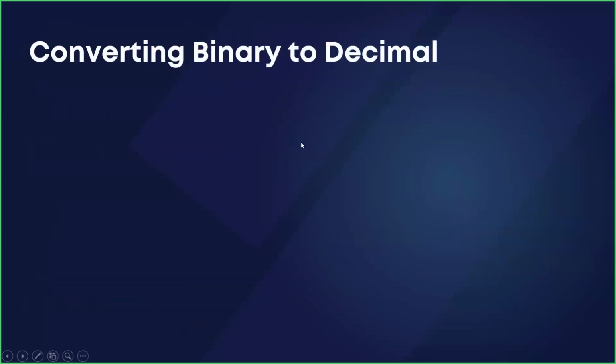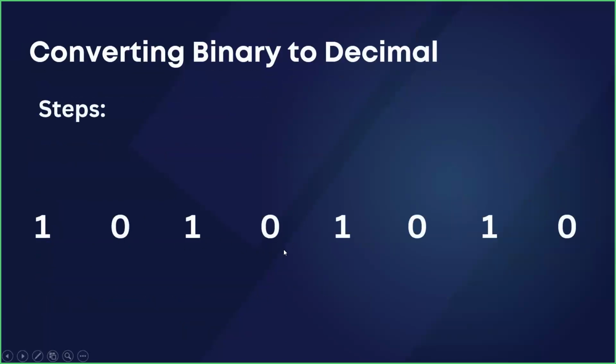Okay, so let's take this example here: 10101010. There's a binary number here with 8 bits in it. And now we'll talk about how do you convert this number into a human readable number.